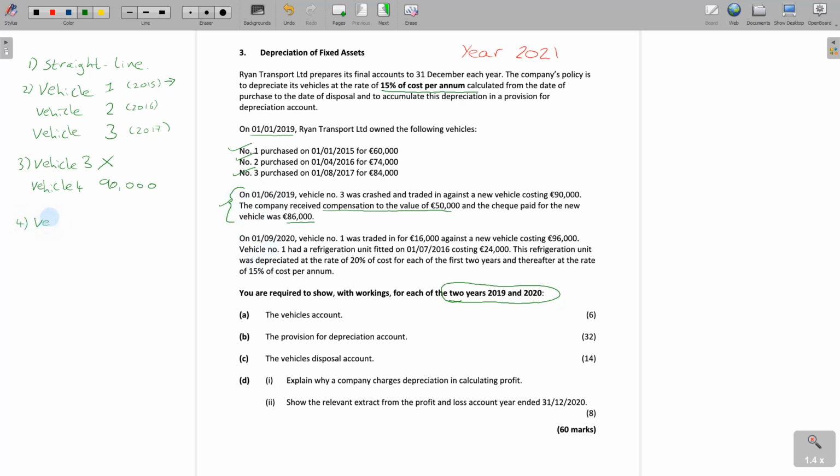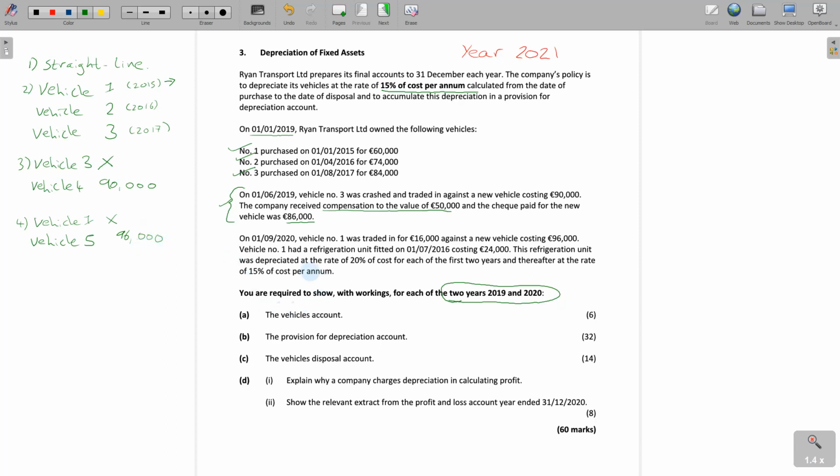Now part 4, what are we getting rid of? We're getting rid of vehicle number 1. It was traded in for 16,000 against a new vehicle, so we're going to have vehicle number 5. So we're going to have 5 vehicles in this question and in our table.